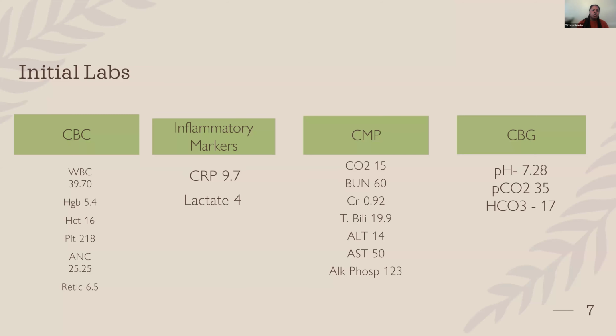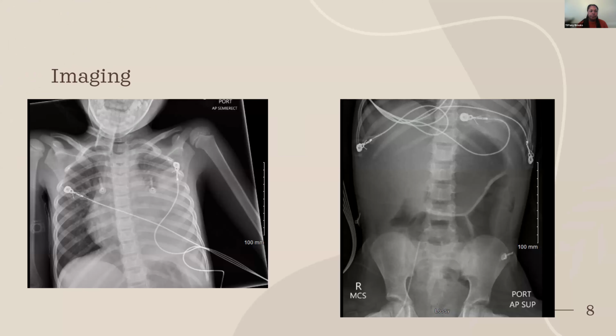So initial labs: her white blood cell count was elevated at 39.7. Hemoglobin was 5.4. Her pH was 7.28. Her bilirubin was also elevated at 19, and her bicarb on CMP was 15, but on CBG was 17. Her retic count was 6.5. Imaging initially included a chest x-ray, which showed a left lower lobe pneumonia, and her abdominal x-ray was read as normal with no acute concerns for an obstruction.